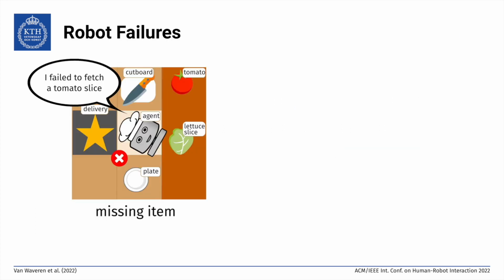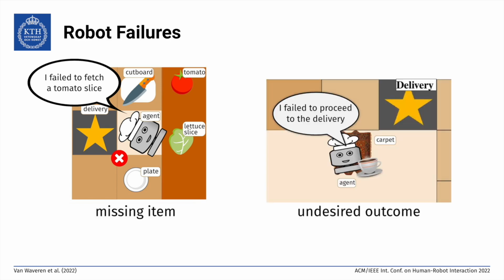Failing policies can be due to changes in the environment that the robot has not been trained to handle. The availability of objects might change. For example, the robot might fetch an item that is no longer available. Or actions that were previously successful can suddenly lead to undesirable outcomes. For example, the robot may get stuck on a carpet if it has never seen this before during training and hence never learned to avoid it.